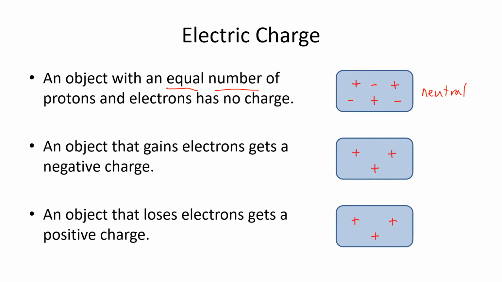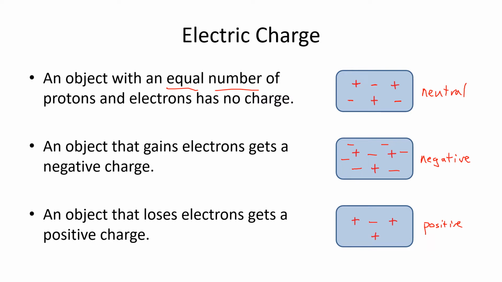If it gains some electrons, if we end up with more electrons by some means, which we'll look into later, you'll end up with a negatively charged object. And of course, if electrons are lost by whatever means, you're going to end up with a positively charged object. So we're going to look at ways in which we can charge objects or neutralize them.